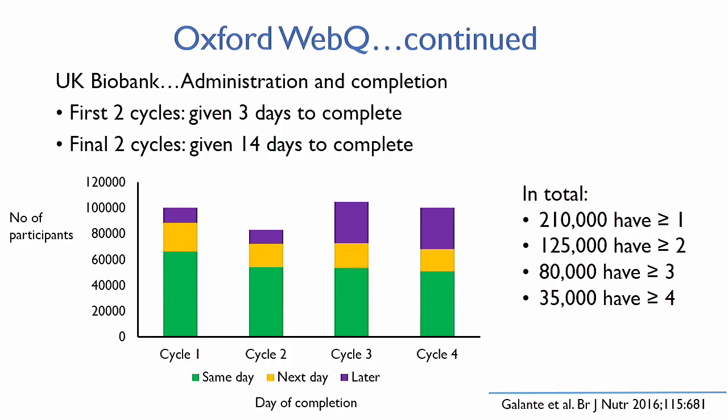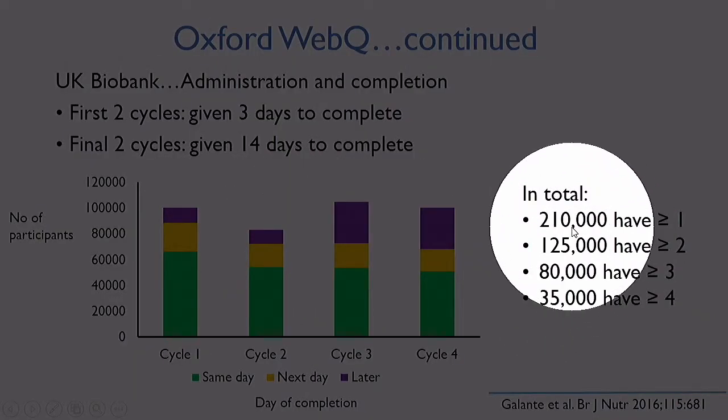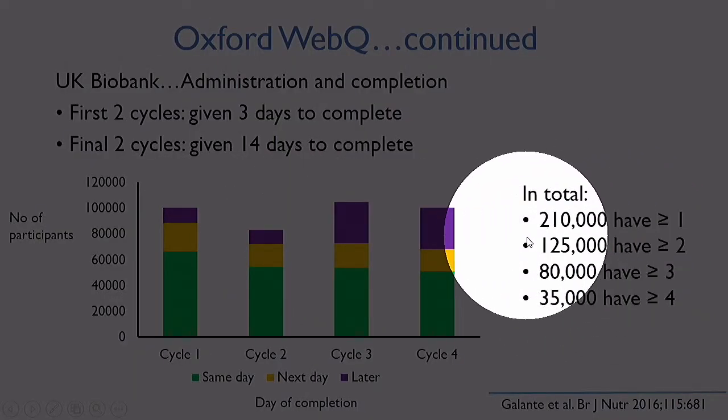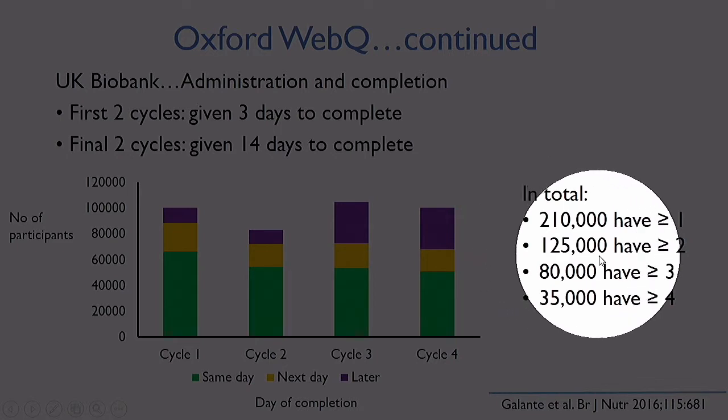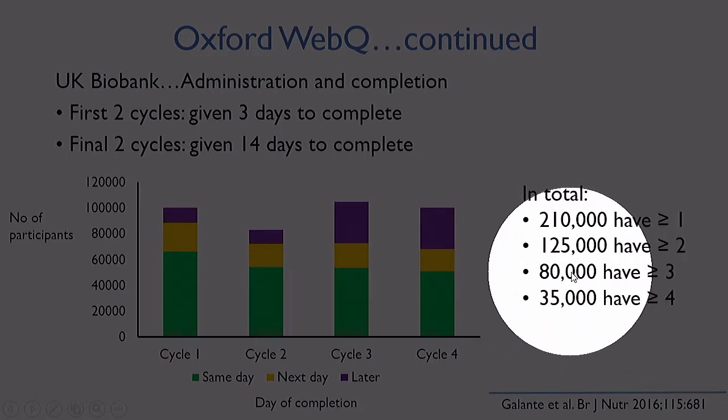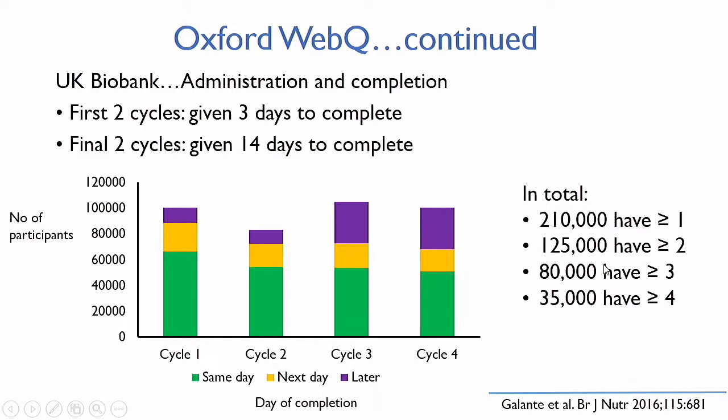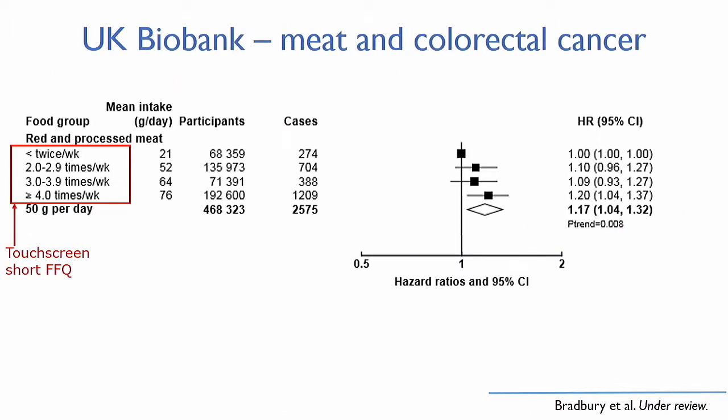And I also just want to point out that about 100,000 did it at each time point, but these are not always the same people. So in total, 210,000 have at least 1 record, 125,000 completed at least 2, and then it drops off to 80,000 who have done at least 3. So when you're trying to get people to do multiple times, you really do get a drop-off in sample size.